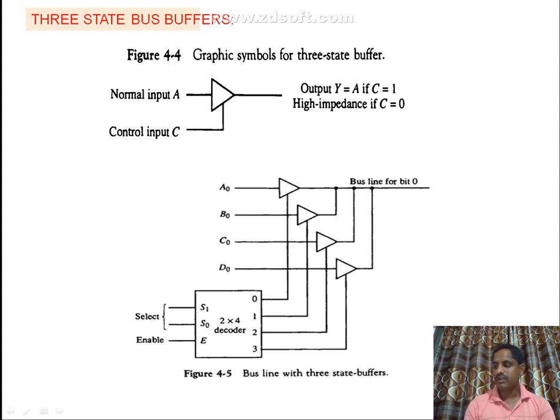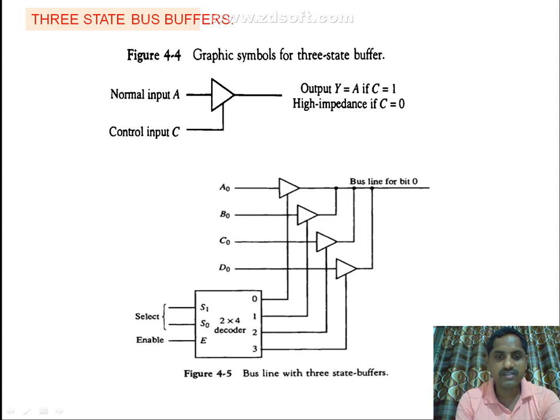And when the control input is 0, it goes to the high impedance state. The high impedance state of the 3-state gates provides a special feature not available in other gates. The construction of the bus system with 3-state buffers is demonstrated as follows.